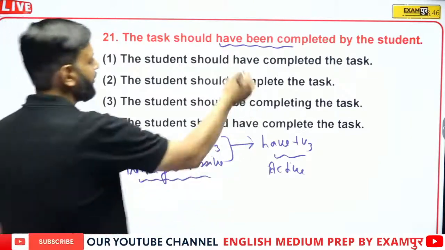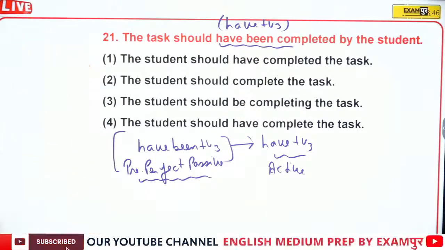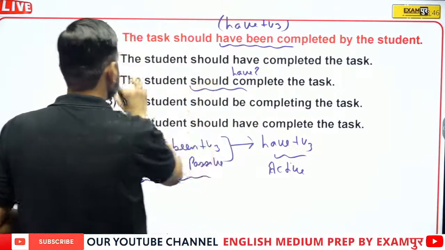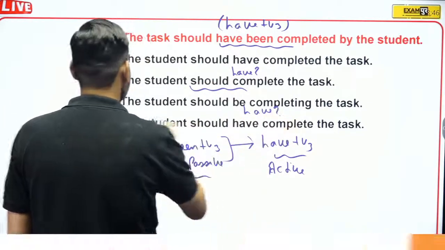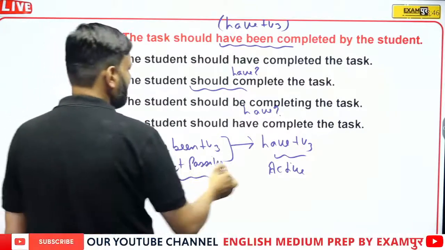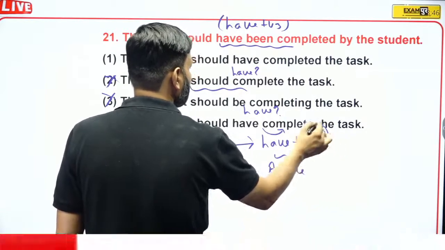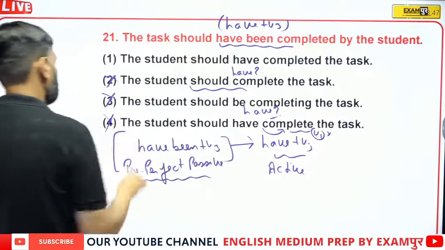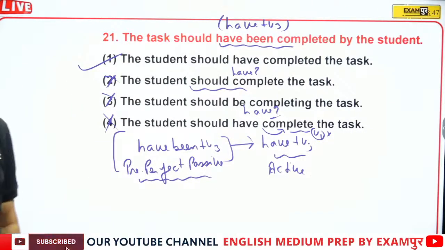Okay, so here we have been completed. So we need have plus V3 in the active sentence. Here in option number 2, have is missing, cannot be the answer. In option number 3, again have is missing, cannot be the answer. And in option number 4, after have we need third form, not first form, but here complete is given in the first form. So this can also not be the right answer. So the right answer is option number 1.